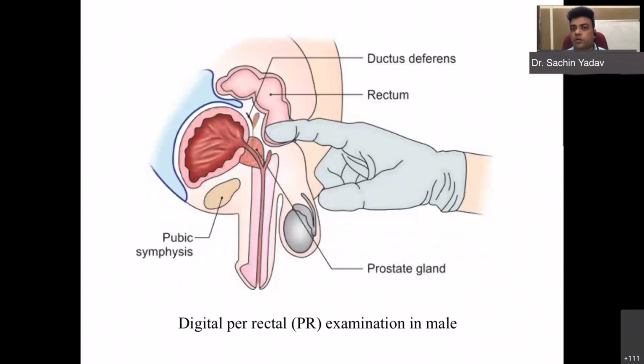So this is the diagram for digital PR, for rectal examination. It is a more common practice for prostatomegaly, in elderly persons who are more affected by benign hypertrophy of the prostate gland. They can be examined through digital PR. But nowadays ultrasound can detect the size of the prostate gland, so we can do sonography directly. But it is the previously used technique.